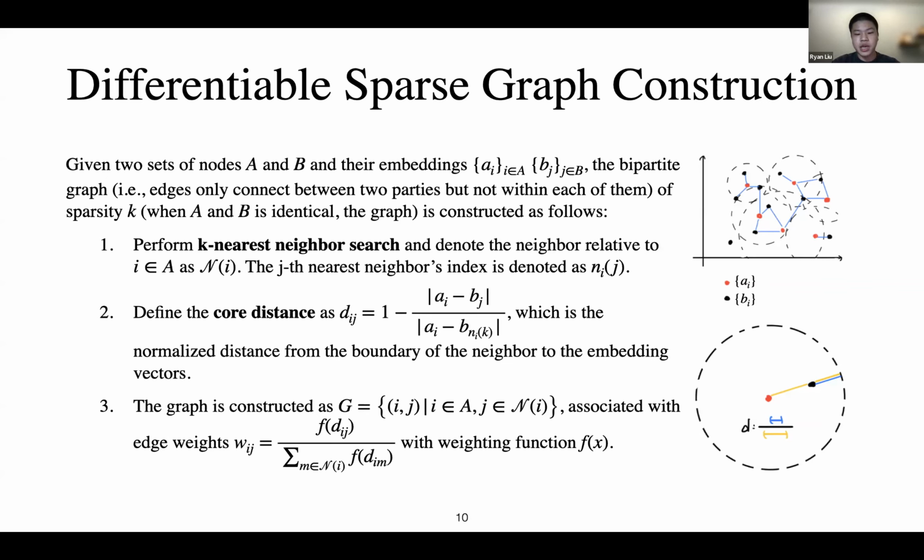Firstly, we perform k nearest neighbor search and define the neighbor of each node of A as n of I, which consists of the elements of B. Then we define the core distance, which is basically a normalized distance from the boundary of the neighbor to the embeddings. We then compute the edge weights, for which we use a distance weighting function f of x, and normalize them so that the edge weights around the node sum to 1.